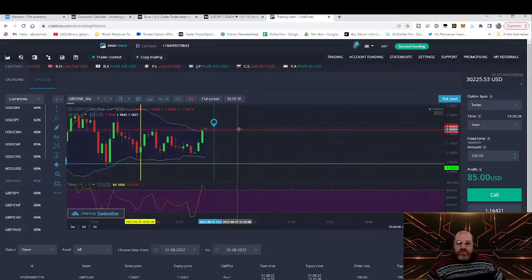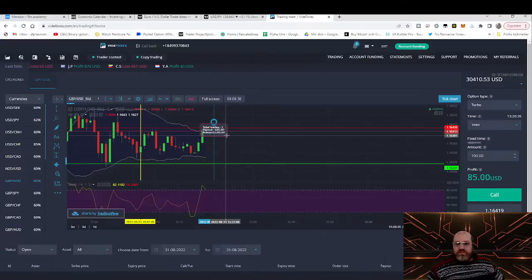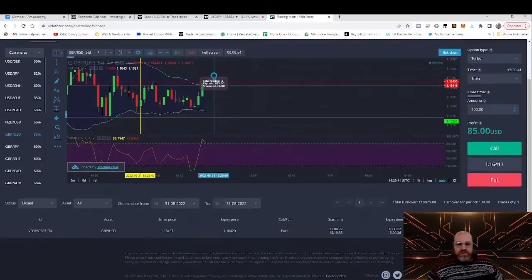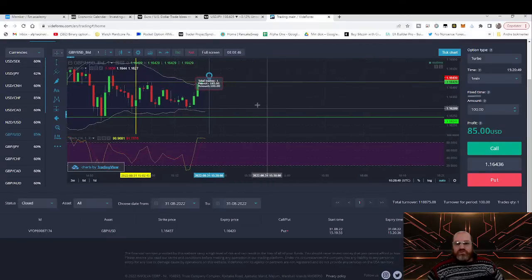So now we just need to wait 30 seconds or so and see if we get a winner. And we got a winner. If we go to close it, you see we got a winning trade. There you see how powerful it is to trade with support and resistance.